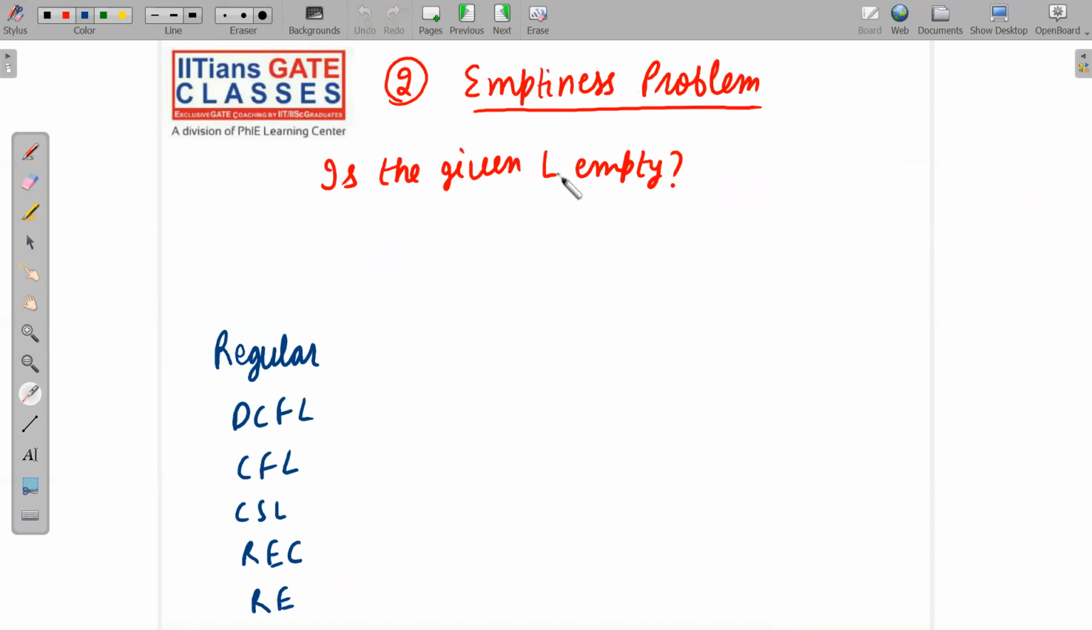Next is the emptiness problem. Is the given L empty? This is the problem. For regular, it is decidable. For DCFL, it is decidable. For CFL, it is decidable. But for CSL, REC, and RE, it is undecidable.